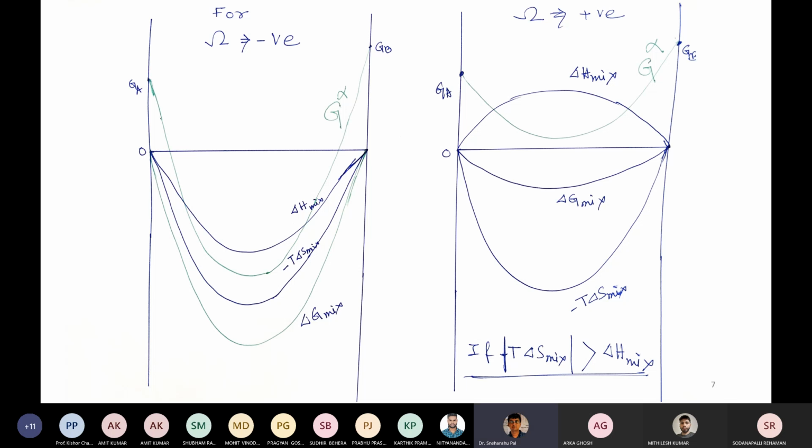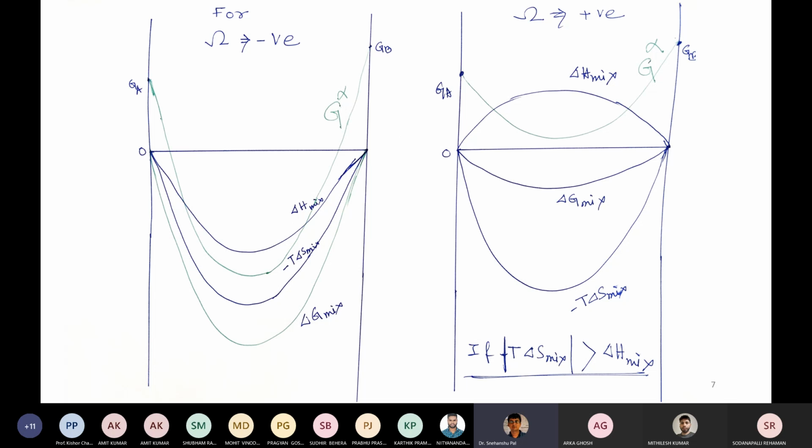Now we have enough understanding about the ideal solution, regular solution as well as the subregular solution. Now we are going to understand how del H mix can be plotted with respect to XA and XB, and how the trend will be. So if you assume in the picture that tau is negative, it means attraction is going on. So del H mix will be negative because tau is negative, and T del S mix can never be negative.